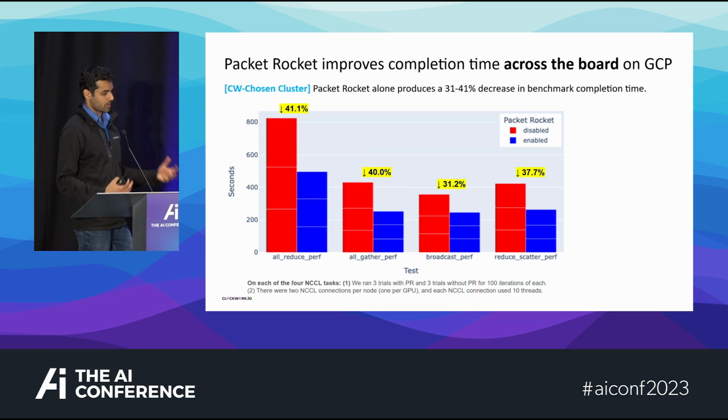So this is actually a general property. This slide simply shows that regardless of which of the primitives you're using, all of which are important in training, we can hit a pretty substantial benefit. There's roughly a 30 to 40% benefit simply by turning on Packet Rocket sort of across the board here.